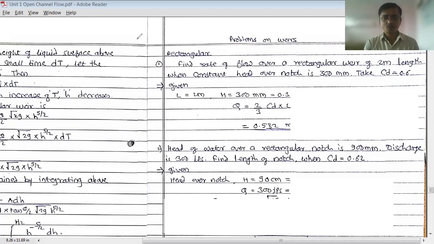Okay, Vedant Gopur has put the answer in the chat box and he has got the discharge Q equal to 0.582 meter per second. Meter per second, Gopur? Meter cube, sir, that was a mistake.